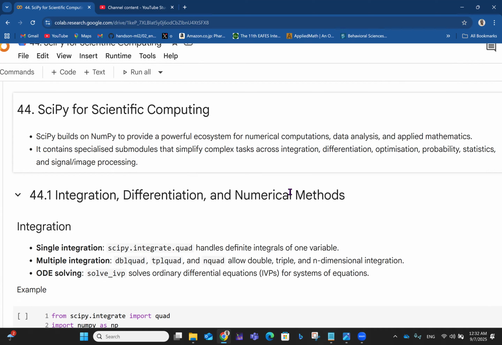Now, I have a playlist on scientific computing with Python. So I started a journey, trying to look at the very key submodules of SciPy. The playlist started a long time ago, and I've not completed it. So I hope I complete it one day soon.